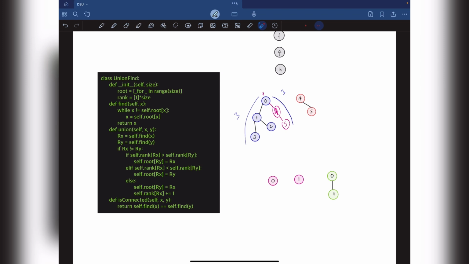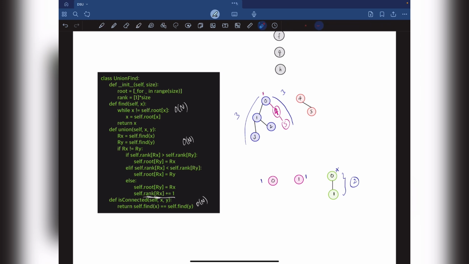For example, in this case, as you can see here, let me choose a different color. The height of 0 is 1, the height of 1 is 1, and if I merge them and consider 0 as the root node, the height will become 2, and the rank of 0, according to this formula, will increase by 1. And again, if we talk about time complexity, it is order of n. The find operation is again order of n, and is connected is again order of n.